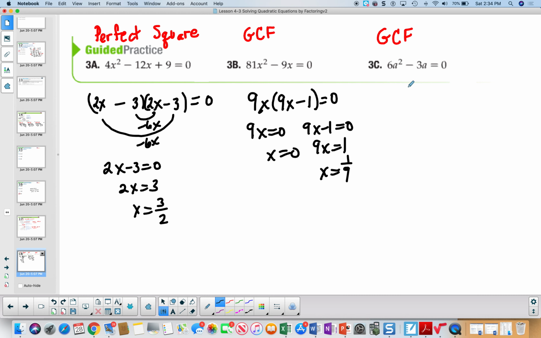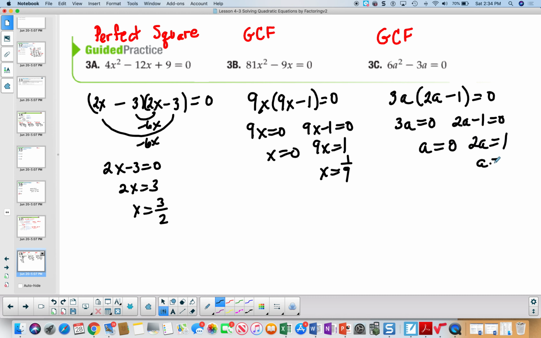This is a greatest common factor opportunity. 3 and a, I'm going to pull out. When I take a 3 out, I have a 2a left, and here it's negative 1. And I set each equal to 0. That's the zero product property. A is equal to 0, or a is equal to 1/2.